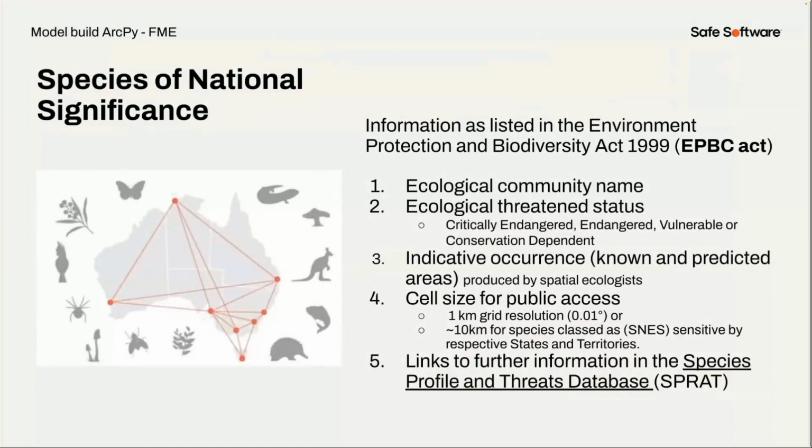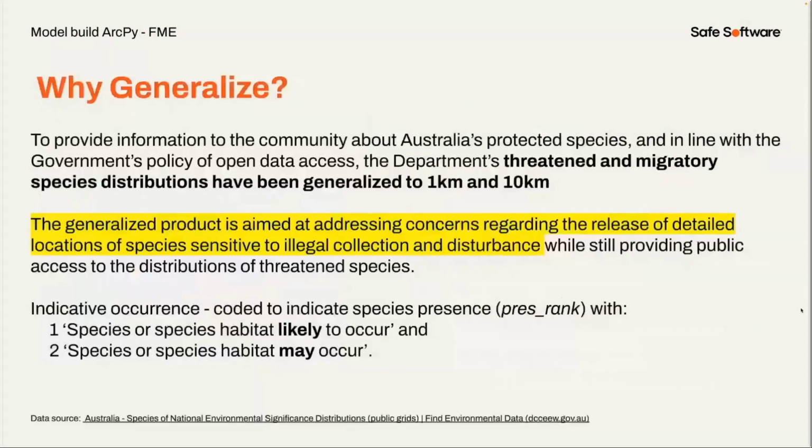And for our raster processing here, we're going to talk to how we generalize the information to a 1 or 10 kilometre grid. More on that shortly. Why do we generalize? Well, we want to provide open data, but at the same time, we want to address concerns regarding the release of detailed information of these species, which can be sensitive to disturbance. So the information in terms of indicative occurrence has been coded in terms of a likely or may presence.